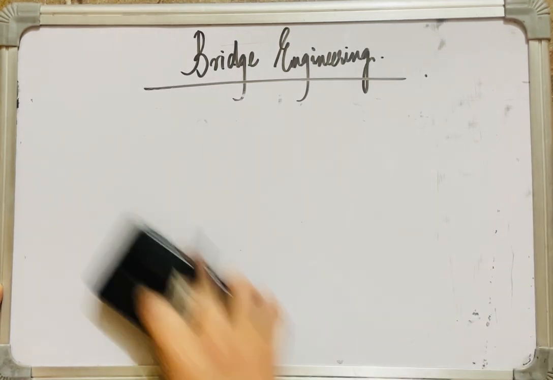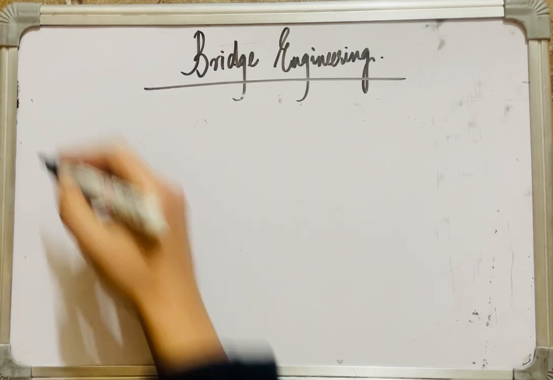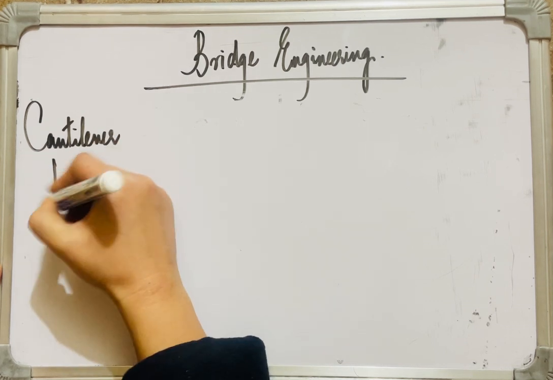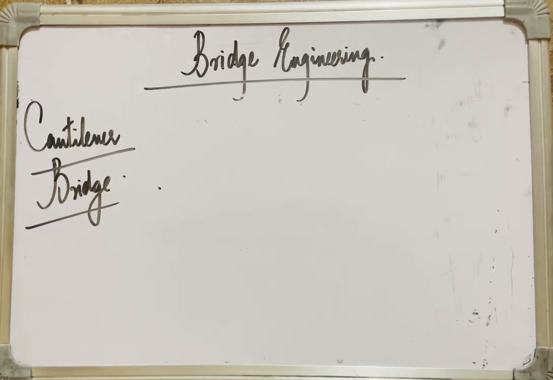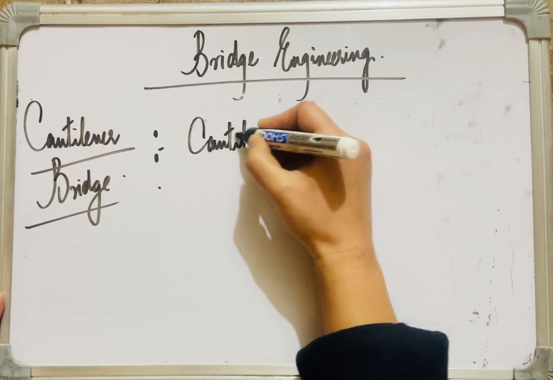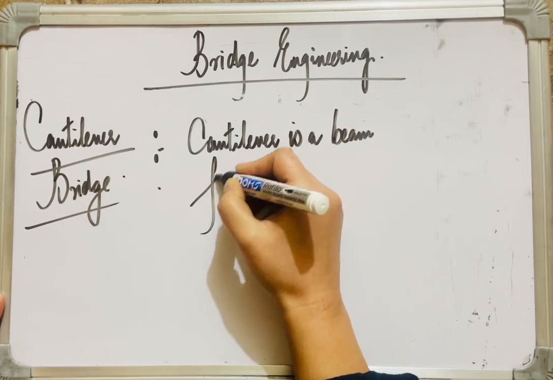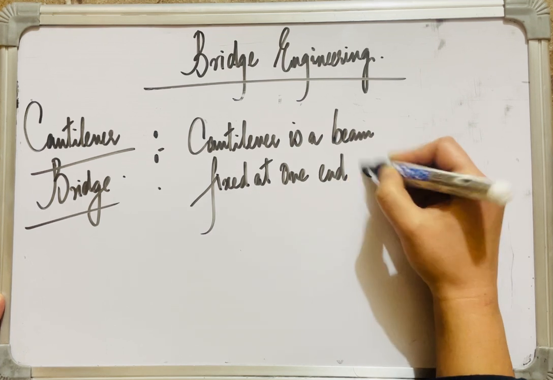Now let's get started and study the fourth basic form of a bridge, that is a cantilever bridge. Cantilever bridges use projecting beams which are known as cantilevers, and they are supported only at one end. We know that the cantilever is a beam that is fixed at one end and is free at the other.